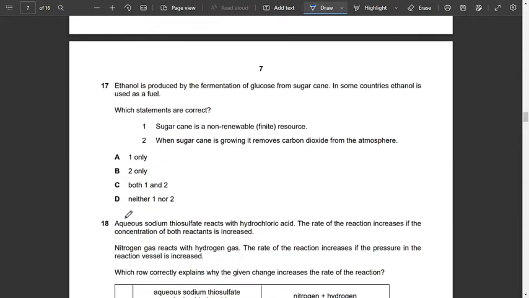MCQ number 17 says ethanol is produced by the fermentation of glucose from sugarcane. In some countries, ethanol is used as fuel. Which statement is correct? 1, sugarcane is a non-renewable finite resource. Or 2, when sugarcane is growing, it removes carbon dioxide from the atmosphere. So if you look over here, sugarcane is a non-renewable finite resource. Okay, let's highlight a few things over here.